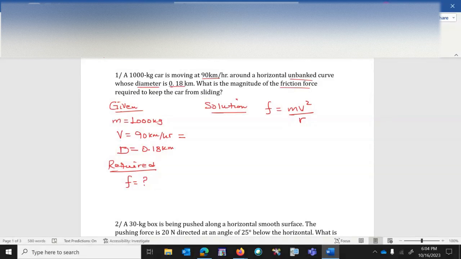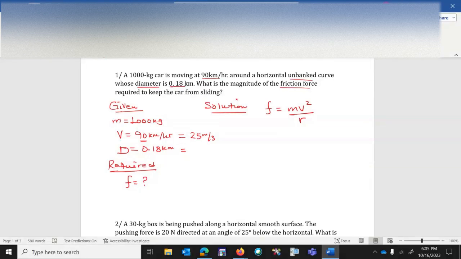When I have kilometers per hour and want to change it into meters per second, all I have to do is divide by 3.6. So 90 divided by 3.6 gives me automatically 25 meters per second. They are equivalent. We can convert that simply into meters per second. And if we want to convert meters per second into kilometers per hour, you can multiply by 3.6. Again, the diameter is 0.18 kilometers.